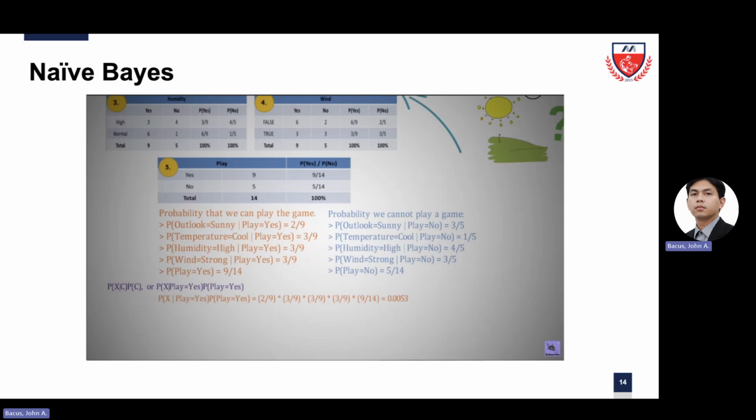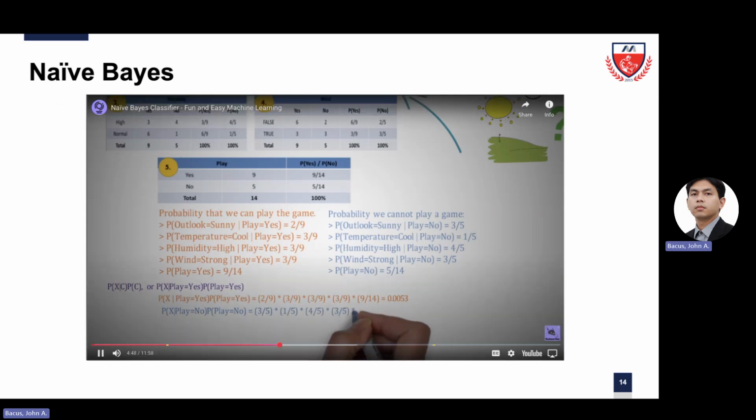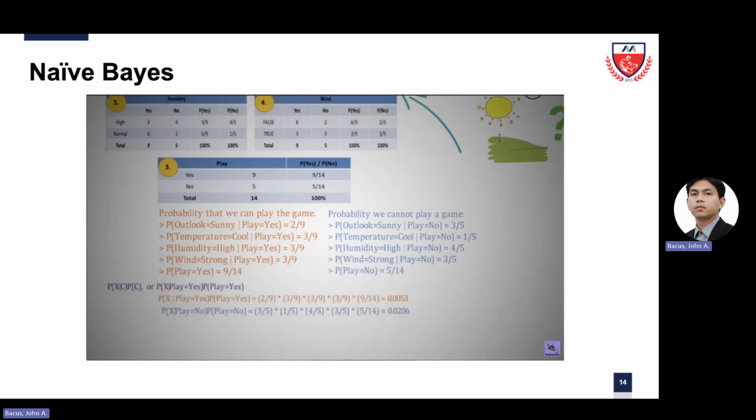We also have to do the exact same thing for play equals no. So the probability of x given that play equals no times the probability that play equals no. That equals 3 over 5 times 1 over 5 times 4 over 5 times 3 over 5 times 5 over 14. And this gives us 0.0206. And finally, we have to divide both results by the evidence, or probability of x, to normalize.